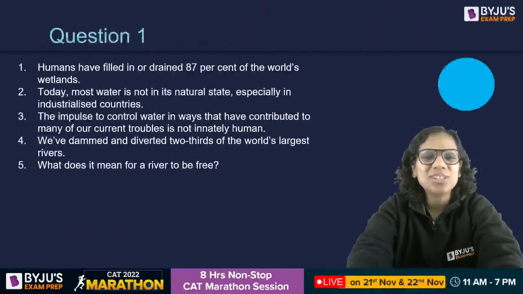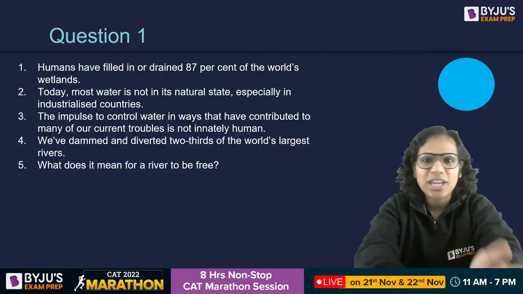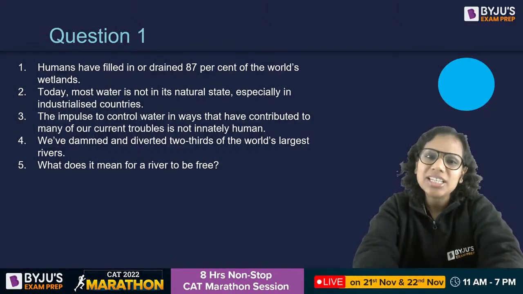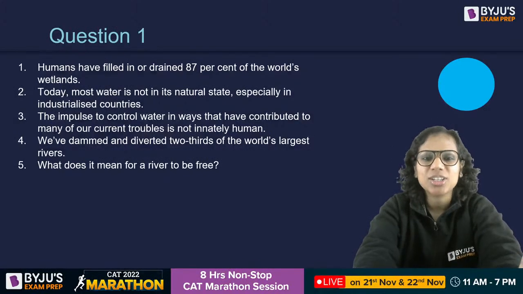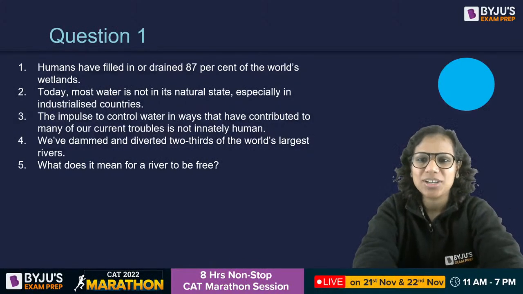Let's attempt an odd sentence para jumble. Five sentences are given to you. One is the odd sentence out. I want you to identify that in a minute. Okay, your time starts now.